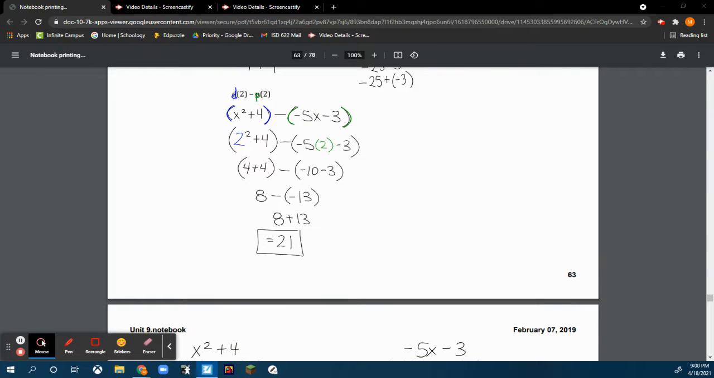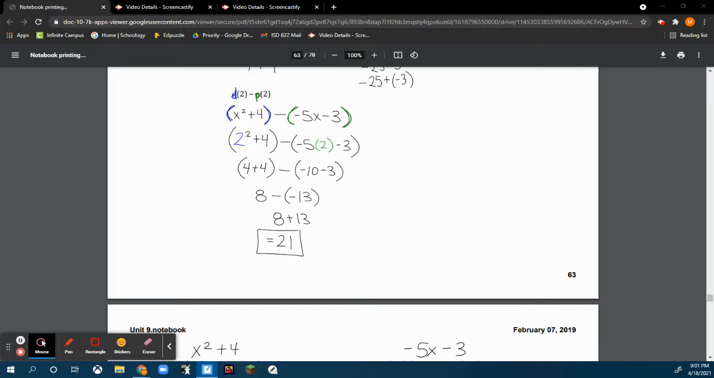Let's keep going. We got one more down here. What's D of 2 minus P of 2? Well, if D is x squared plus 4, let me make this a little bit smaller so you can see everything. If x is 2, that means we're going to substitute that into here. So we're going to get 2 squared plus 4 minus, and P of 2 is going to go into this one here, negative 5 times 2 minus 3.